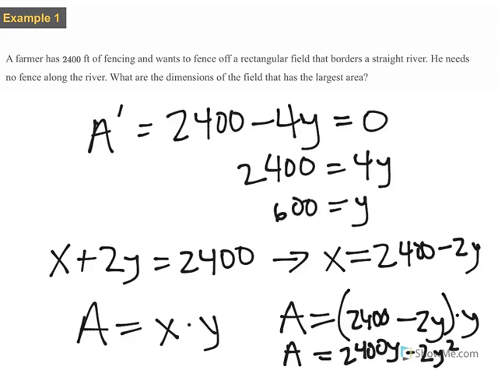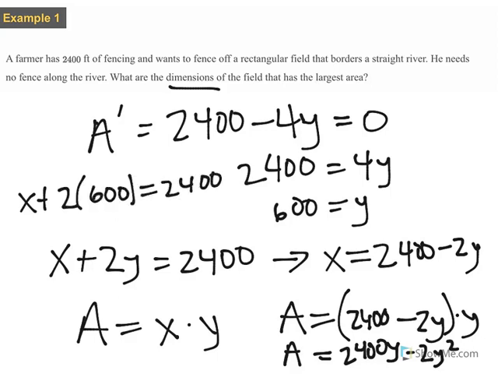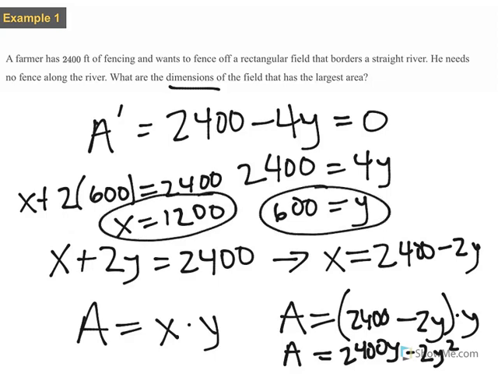And then you can plug back in and find what x should be. We are trying to find the dimensions, so we need to find both x and y. We have something like x plus 2 times 600 equals 2,400. And so, let's see, 2 times 600 is 1,200, so subtract 1,200, you get x is 1,200. And so, these are the dimensions that maximize the area.